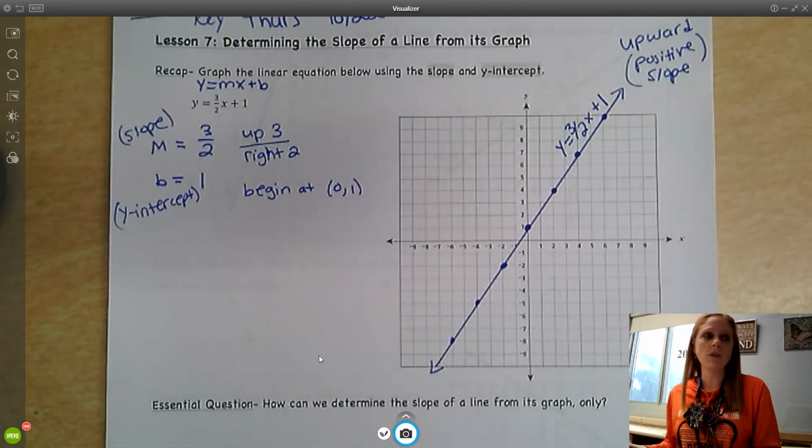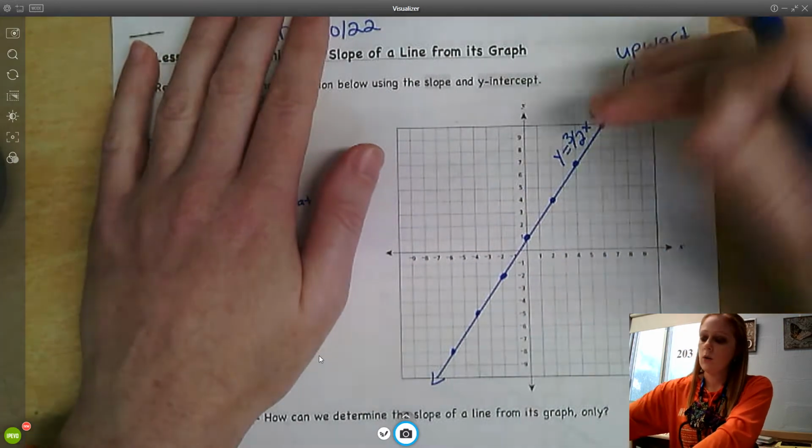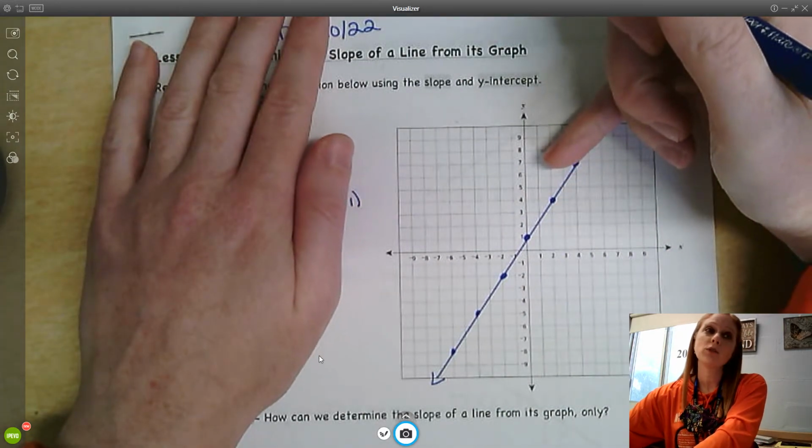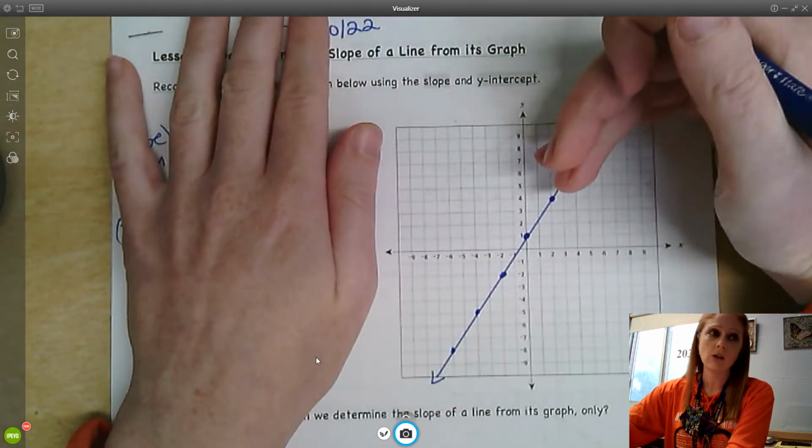Okay, now let's take a look at our essential question for today, which is how can we determine the slope of a line from its graph only? So what if we didn't have this equation over here or here, and we wanted to find the slope starting with the graph? We're used to starting with the equation. Now we're starting by just looking at that graph.